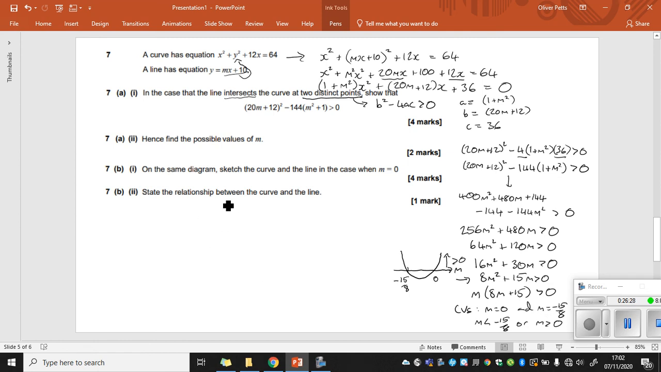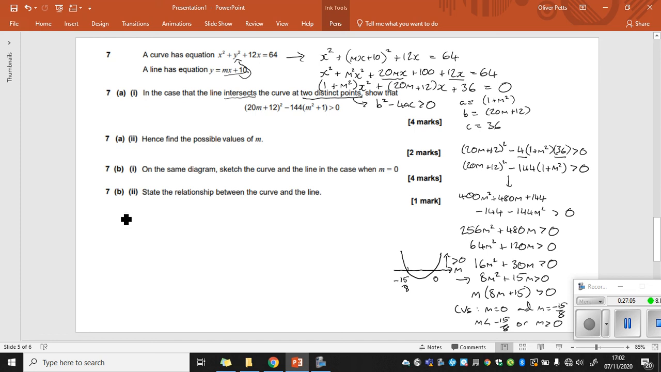Okay, 7b. On the same diagram, sketch the curve and the line in the case where m equals 0. So, going back to our two original graphs, we have a curve, but hopefully, through our understanding of different algebraic equations drawn as graphs, that's going to produce a circle equation. The second one is a straight line, but let's just focus on the first one for now. So that is a circle equation, so we need to write it in the form of a circle equation where we can deduce a center and radius.